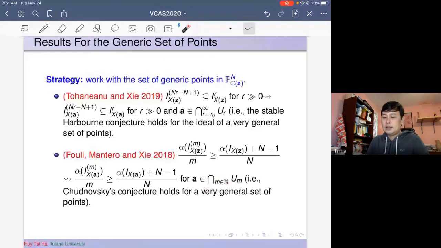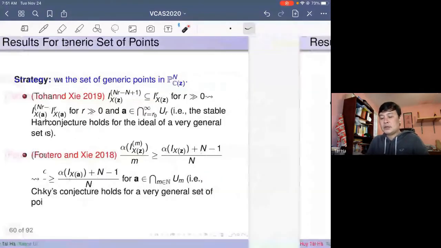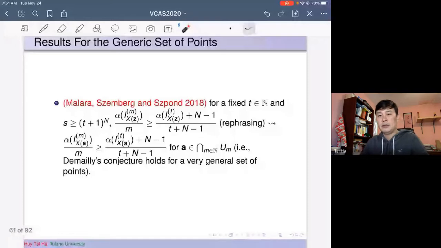Okay? And if I rephrase the results of Malara, Szemberg, and Szpond about Lemaire's conjecture, it's the same idea. They prove the inequality for the generic set of points. Then they specialize down, and once again, because of specializations for all powers, one has to get the result for a very general set of points.